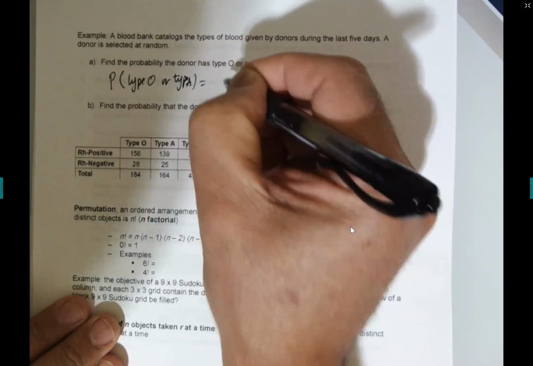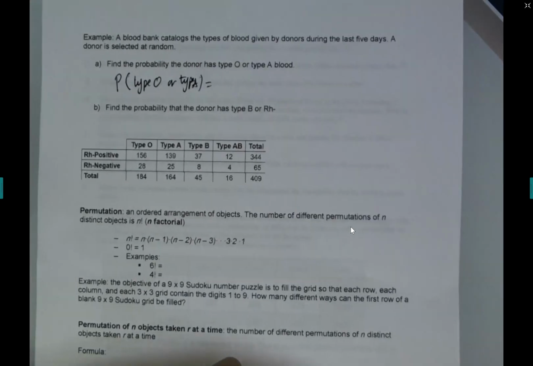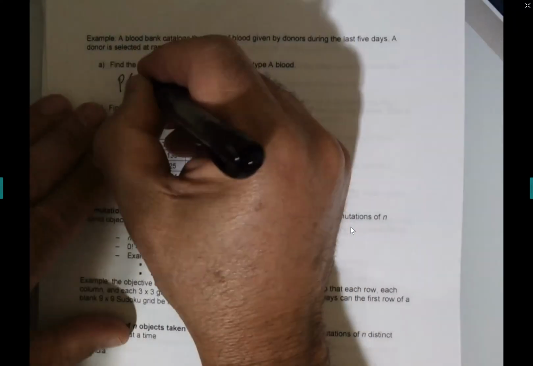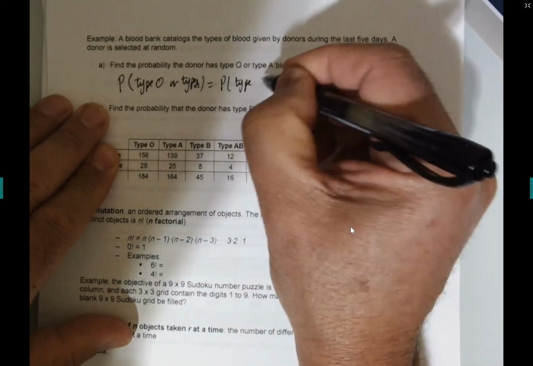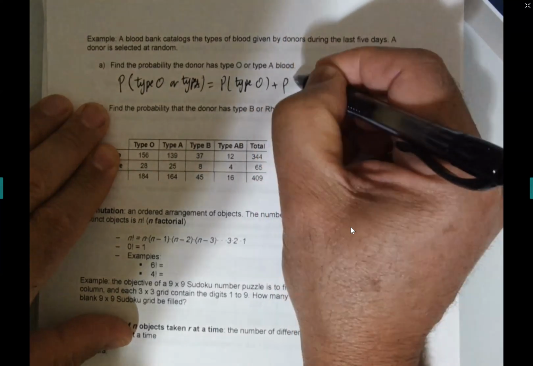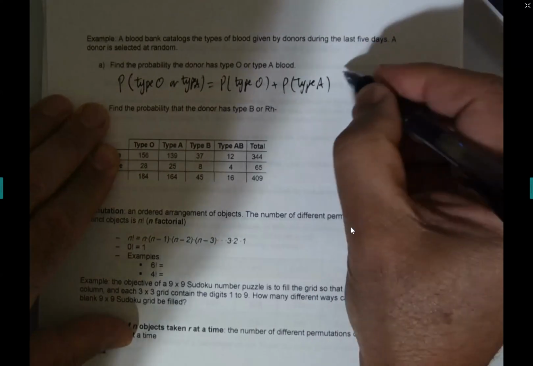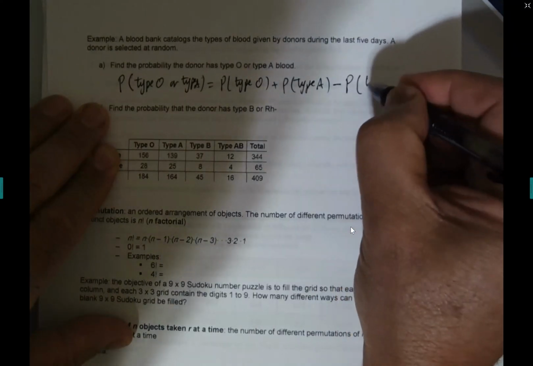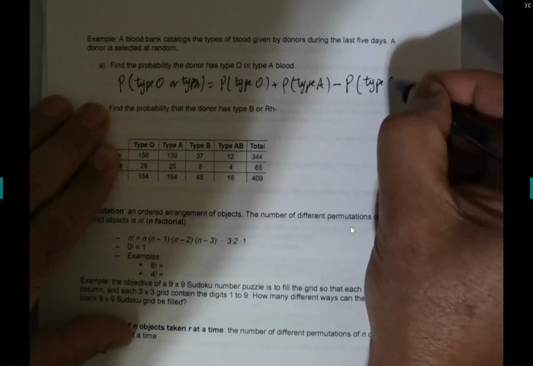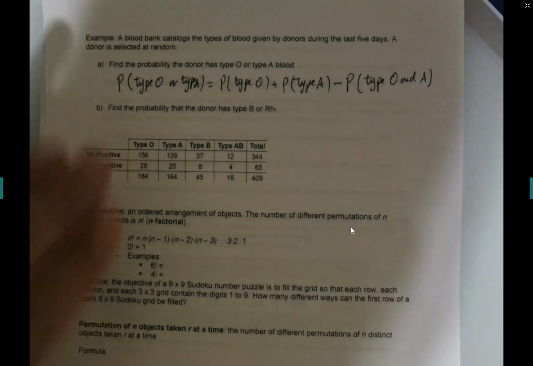So the probability of type O or type A. Okay, what do I do? What does the rule say? The addition rule says the probability of type O plus the probability of type A, and can the student continue this, minus what? The probability of type O and A.